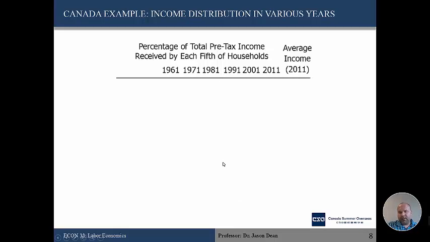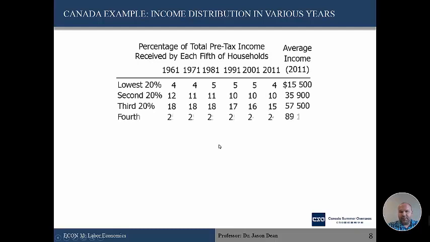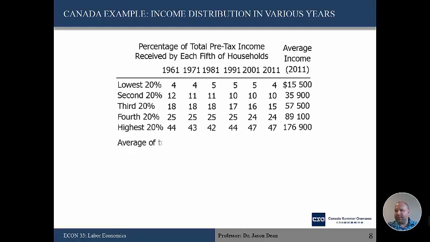First, let's think about a Canadian example. So here we have different years. We have our 5 different groups. Again, think of taking all the people in the population and making a straight line with the poorest person at the beginning of the line and the richest at the end, and then taking that line and dividing it into 5 categories. So if we do that, we'll get something like this.